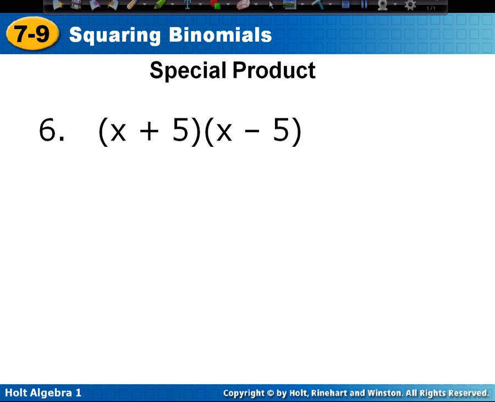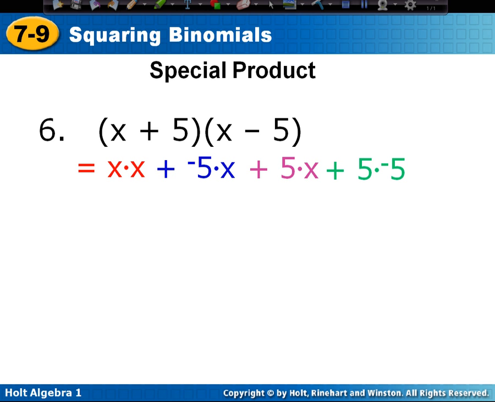All right, go ahead and write this one down. This one looks a little bit different. It's just a special product. It says x plus 5 and then x minus 5. If we look at this and we distribute here, we get x times x plus negative 5 times x plus 5 times x plus 5 times negative 5.